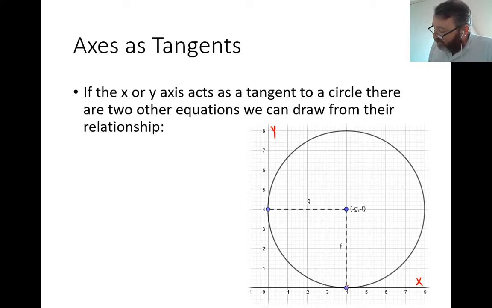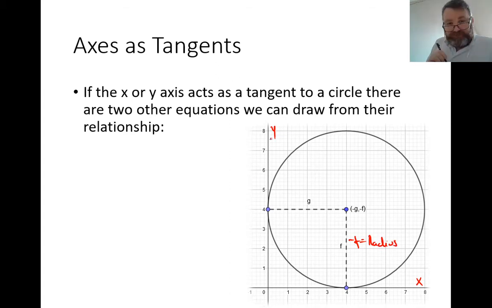If the x-axis is a tangent to the circle, then the length of the radius will simply be the same as the height the center is above the x-axis, which happens to be the size of y, meaning that minus f will be the radius. See that? It doesn't really matter whether it's plus f or minus f, and I'll explain why in a moment.